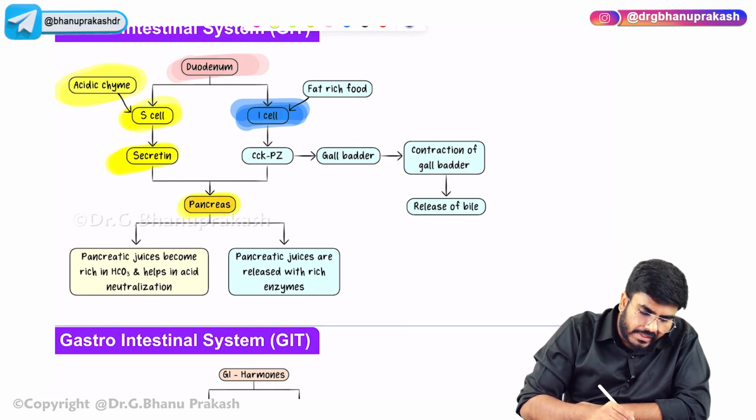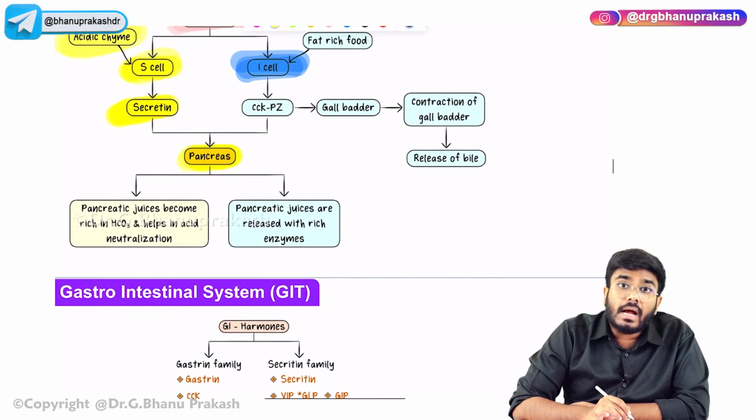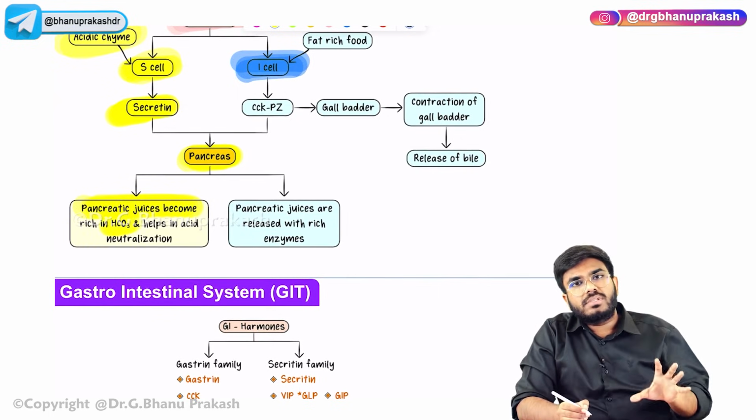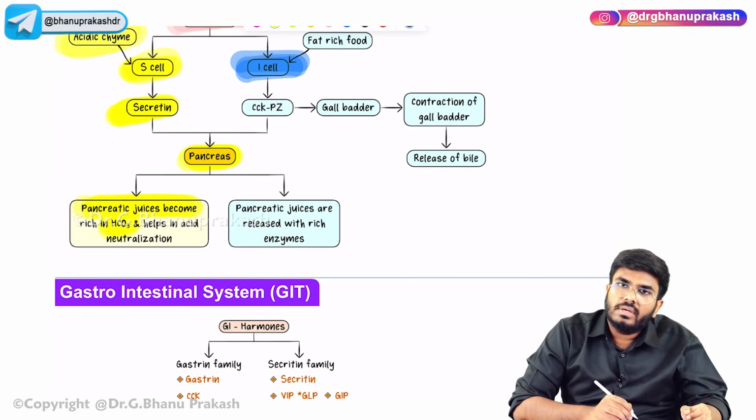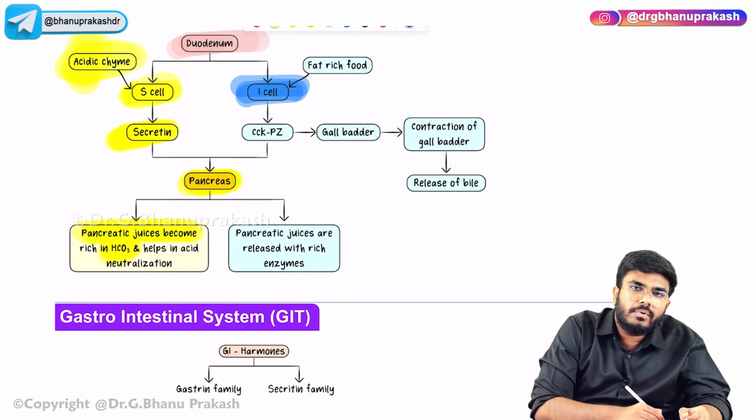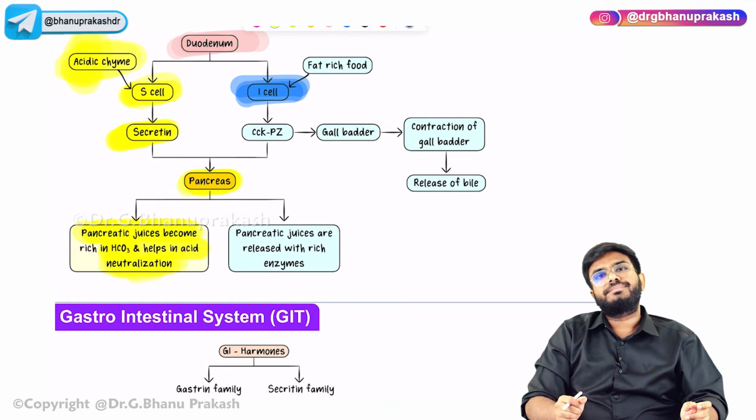Now what is the function of secretin? Secretin acts on the pancreas. Through the blood it will come and act on the pancreas. Under the influence of secretin, pancreatic juices rich in bicarbonates are produced and released. So what will these bicarbonates do? These bicarbonates will neutralize the acid in the duodenum. So it helps with acid neutralization.